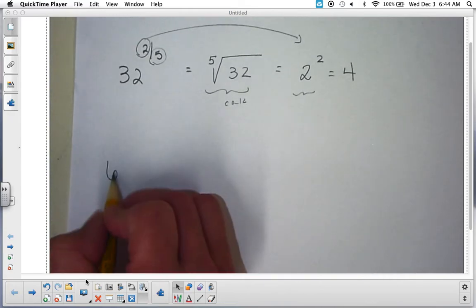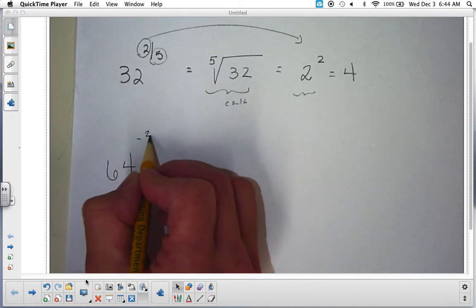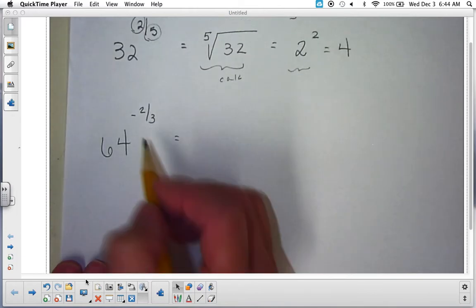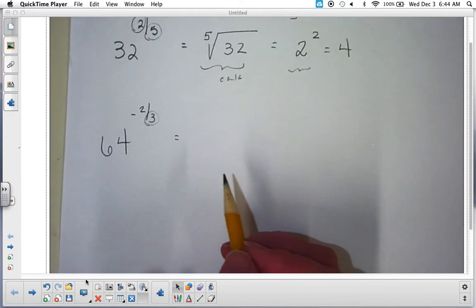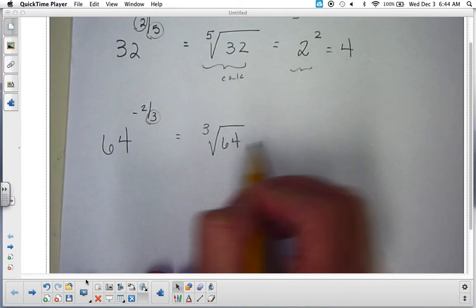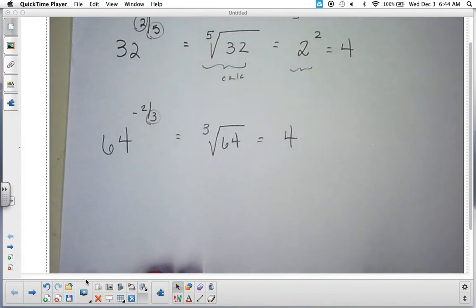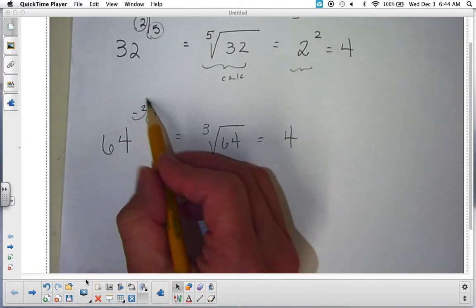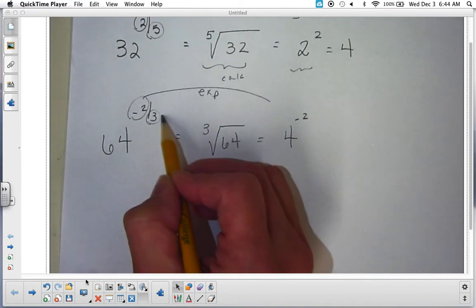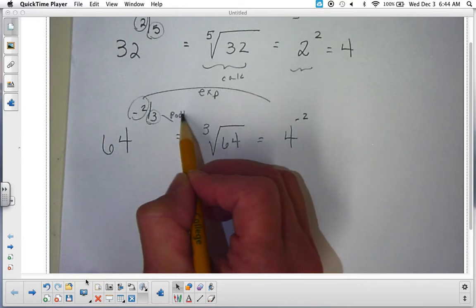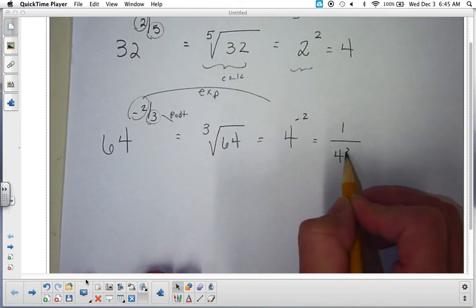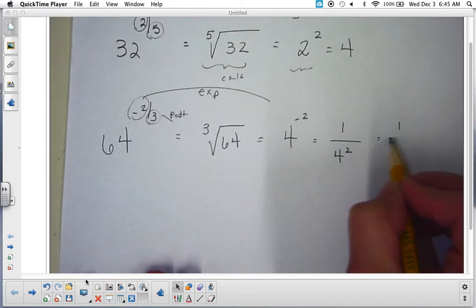All right, let's make it super tricky. 64 up to the negative 2/3. So now I've got a fraction and a negative, a combination. But remember, the bottom part is the root. So I want to take a cube root of 64, which gives me 4. And then I want to raise it up to the negative 2 exponent. So this top part is the exponent, bottom part was the root. And again, what does the negative do? It just makes it do this. My final answer here is 1/16.